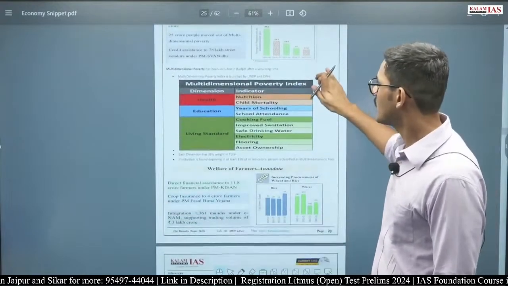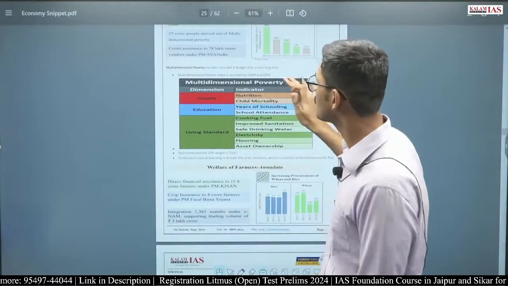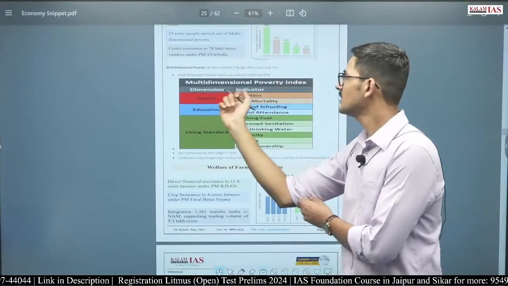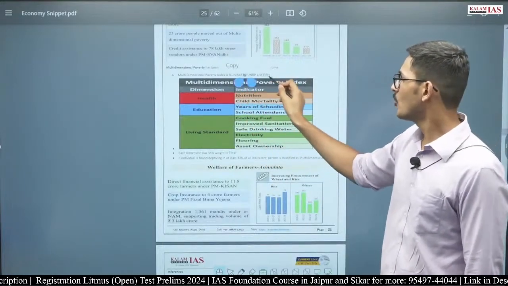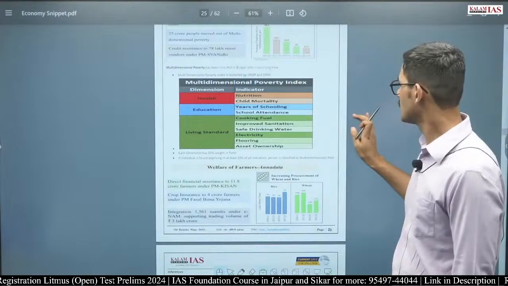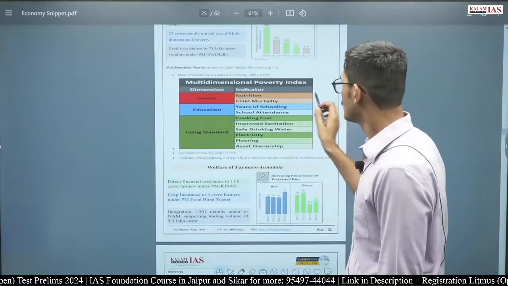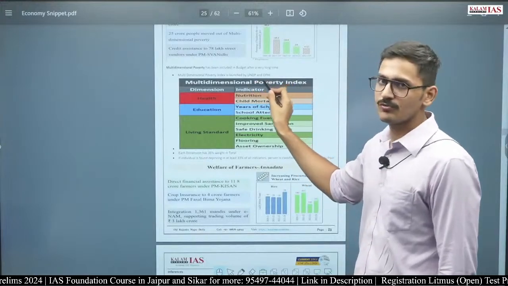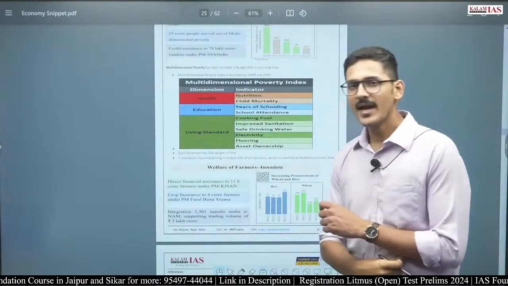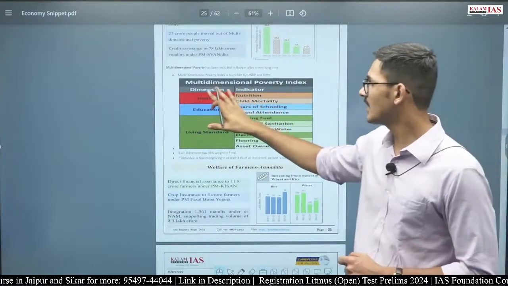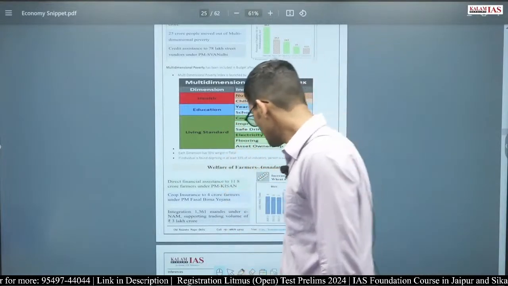Now in this, there is one thing that you have to know, which is multidimensional poverty. What is multidimensional poverty? Multidimensional poverty is basically an index calculated by UNDP and OPHI. UNDP is the United Nations Development Program, and OPHI is the Oxford Poverty and Human Development Initiative. So UNDP and Oxford together jointly calculate the multidimensional poverty index, and there are 3 dimensions in it. One is health, other is education, and third is living standard.